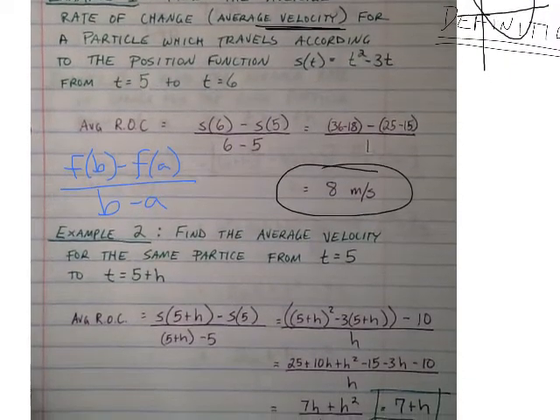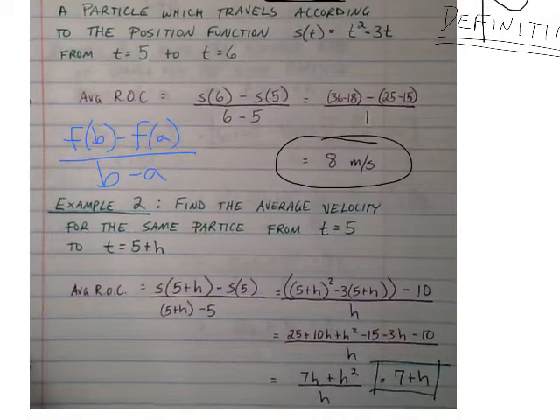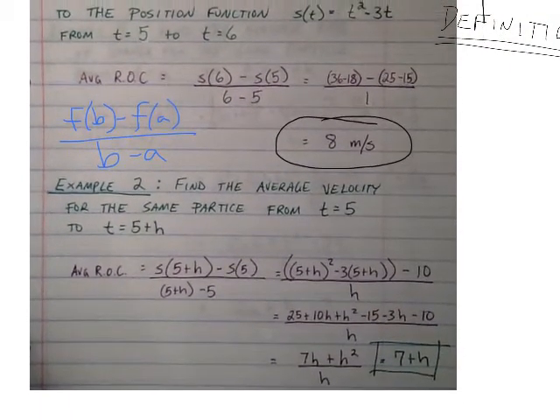We're going to try this again, except for this time, instead of going from time 5 to time 6, we want to go from time 5 to time 5 plus h. And h is some unknown value. The process is still the same. We want to find s of 5 plus h minus s of 5 on top, and then 5 plus h minus 5 on bottom.